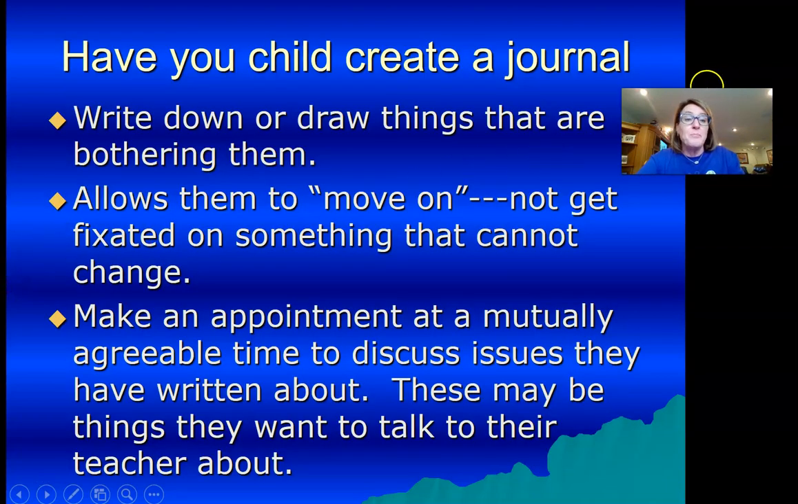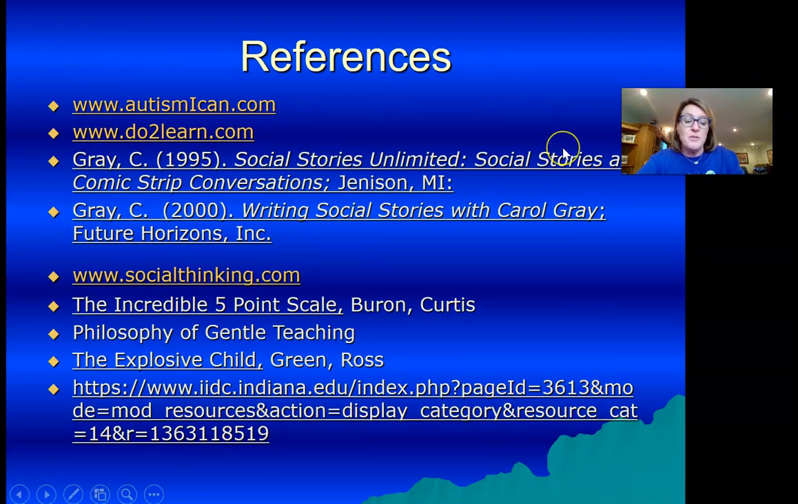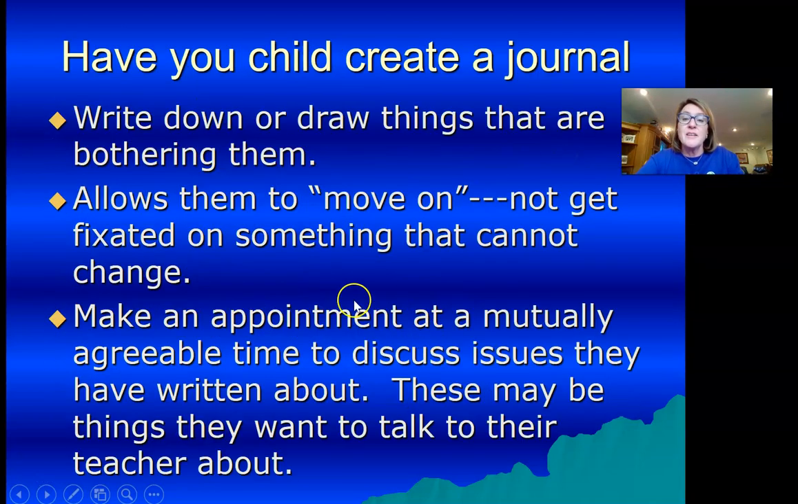Another thing that particularly older kids, but I also think that younger kids could do, is have your child write things down in a journal. And if they can't write sentences or write words yet, have them draw out how they're feeling. And this just really can allow them to move on and not get fixated on something that they can't change. And right now, I think kids are feeling like there's a lot of things that they can't change.